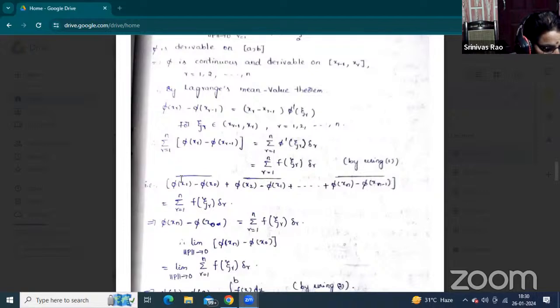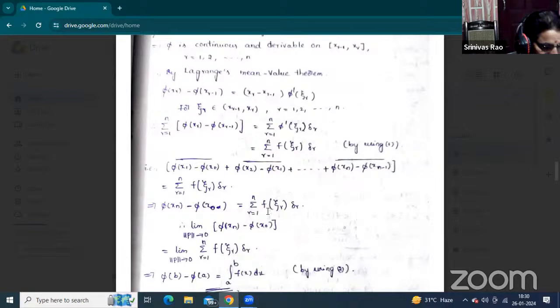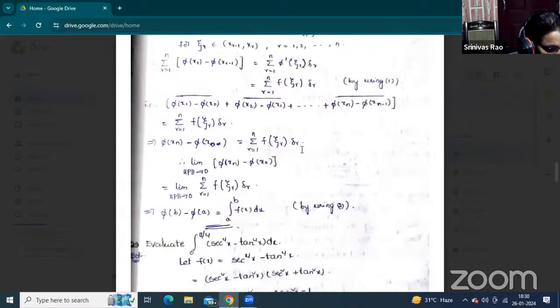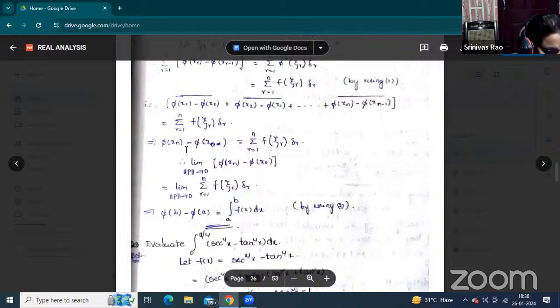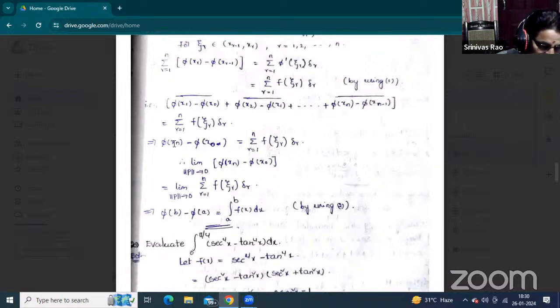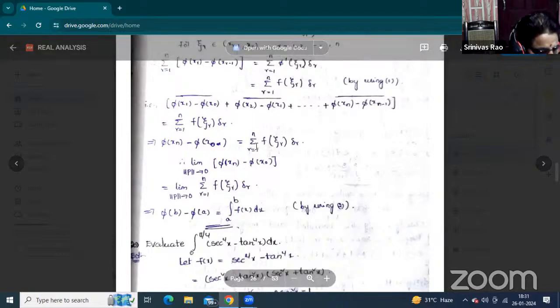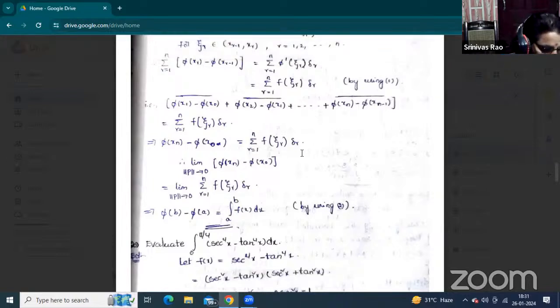Minus pi of X0 plus pi of X1 minus pi of X1 plus pi of X2 minus pi of X2, and so on, up to minus pi of Xn minus 1 and plus pi of Xn minus 1. After the cancellation of the values, we get pi of Xn minus pi of X0 equal to summation F of zeta R and del R. And now we apply the limit on both sides. When the norm of P tends to 0, pi of Xn minus pi of X0 equal to limit norm of P tends to 0 of summation F of zeta R and del R.